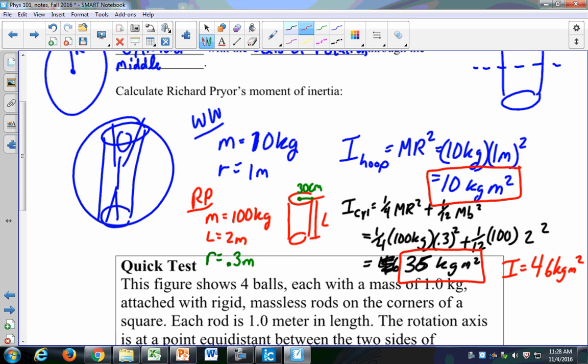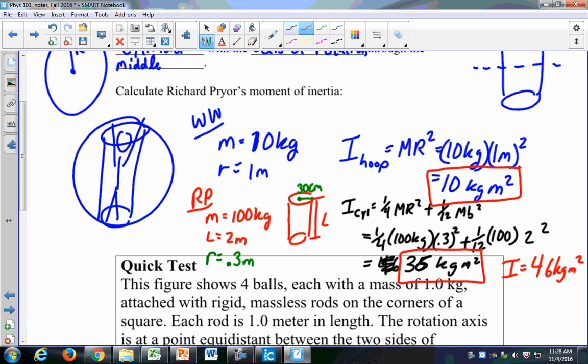We will encounter some problems later next week where we have to figure out the total moment of inertia. And this is the process that we'll go through. We'll see two shapes that come together, a sphere and a rod, or whatever the shapes are. They'll be on that table, and you'll need to figure out what your new total moment of inertia is.